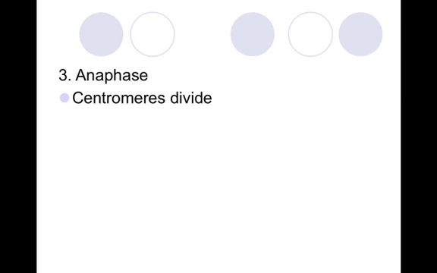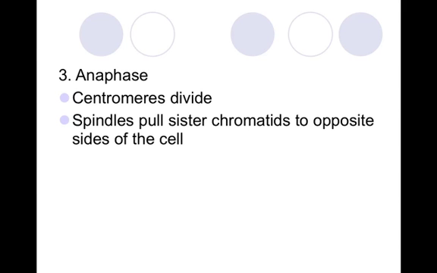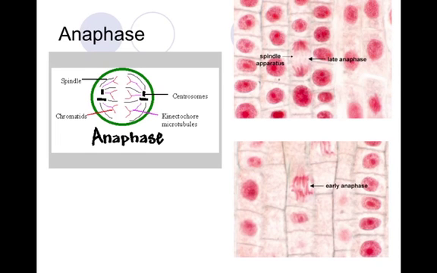Next is anaphase. In anaphase, the centromeres divide, which means those sister chromatids separate. So the spindles pull the sister chromatids to opposite sides of the cell. Again, we know that ana means to move away, to go away. So they're moving away from each other. This is what anaphase looks like in a cell. They start to pull away from each other, where they'll be close together in early and farther apart in late.